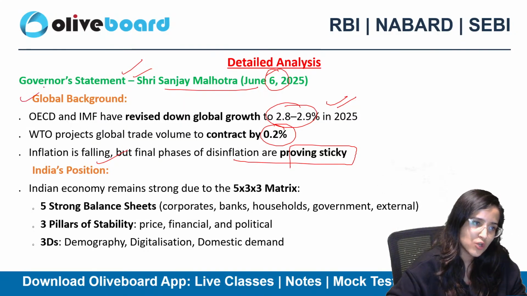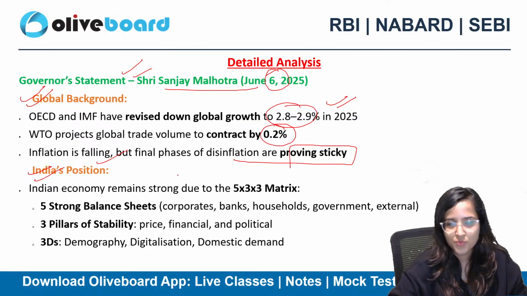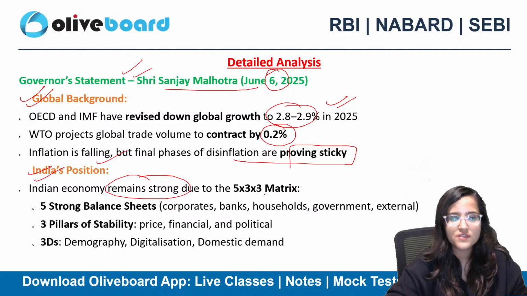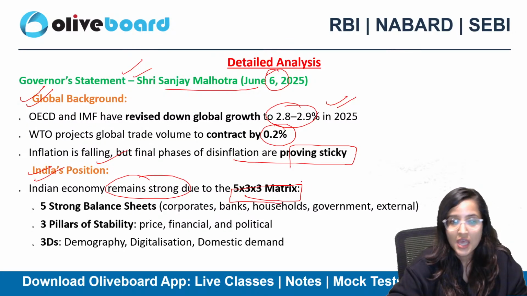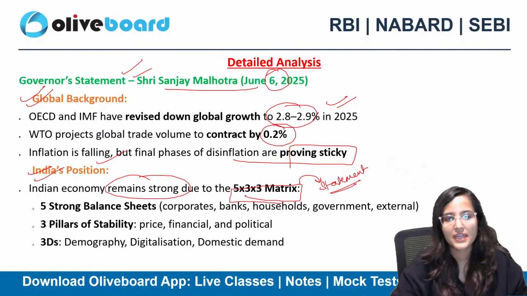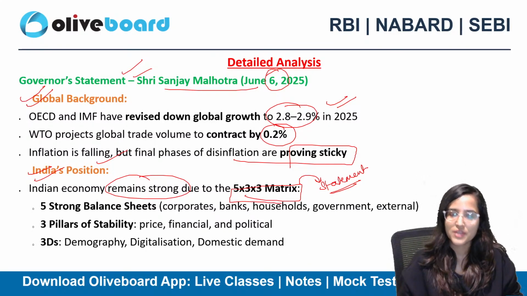So, firstly, the global scenario has been given, and then the Indian position has also been given, that the Indian economy remains strong. Why does it remain strong? Because of this 5 by 3 by 3 matrix. Such a statement can be utilized in your answer, that India remains strong, the Indian economy is resilient because of the 5 by 3 by 3 matrix.